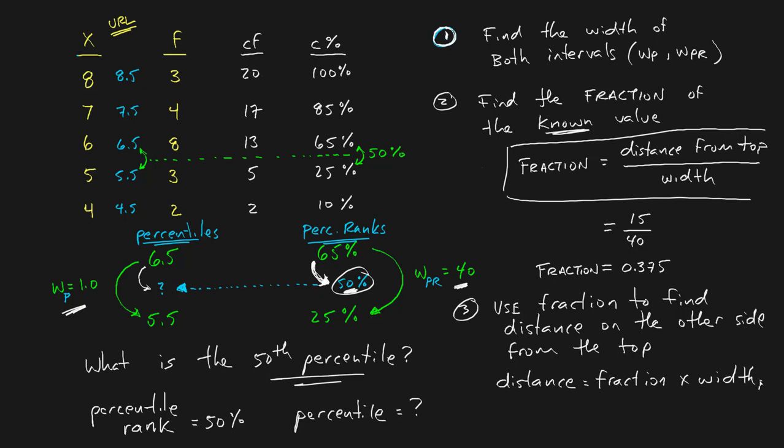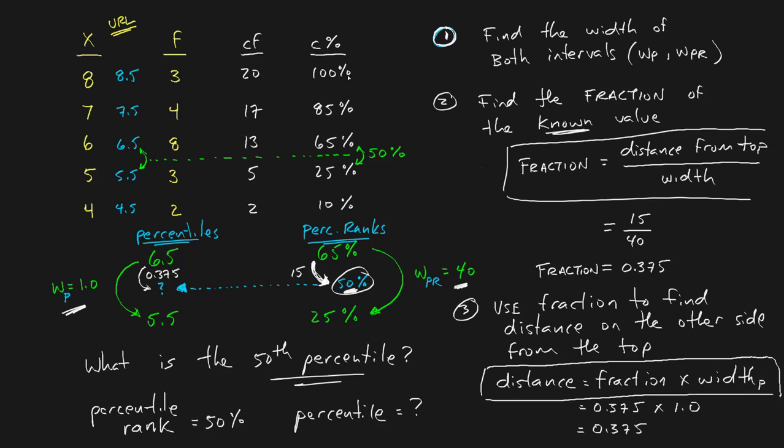So this is going to be the width on the percentile side. So this is going to be 0.375 times, what is the width here? It's 1.0. And so this gives me an answer of 0.375. So if I traveled 15 to get from 65 down to 50, over here I'm going to travel 0.375 to get from 6.5 down to our unknown value. Now we still have one last step to fit in here, so I'm going to have to make some more space. I don't really need this table up here anymore, so I'm going to get rid of this.